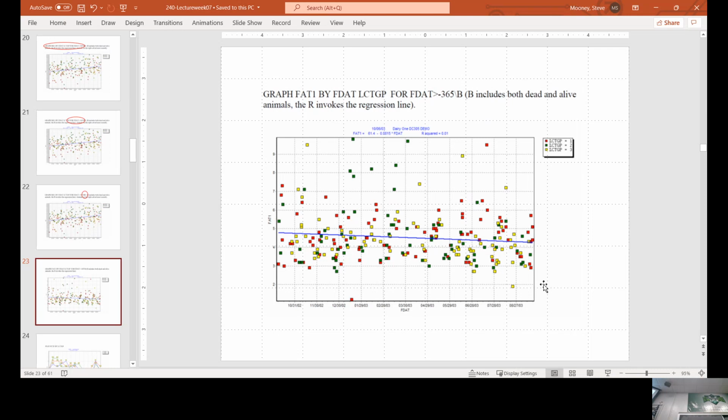So instead of milk or mature equivalent, we're going to focus on fat. So our first test day fat. By fresh date, we've got both alive and dead, and the R gets that regression line. What's fat doing over the last year on our first test day? It's going down, but not much. What are the spacings there?